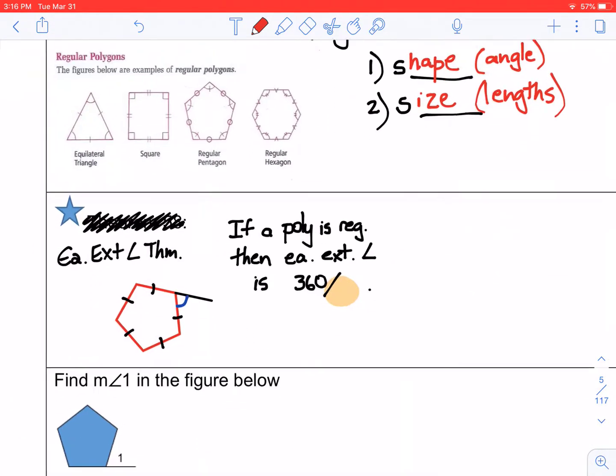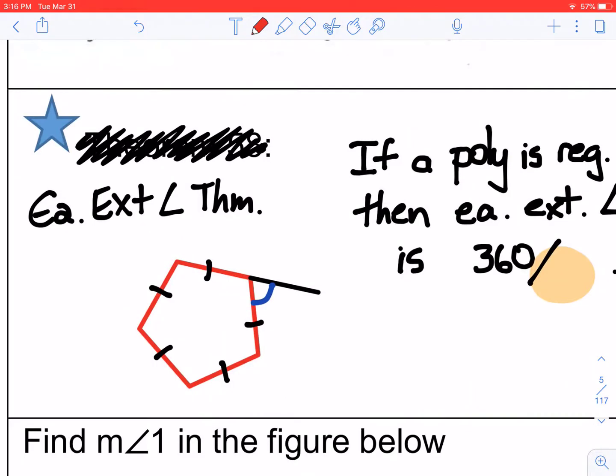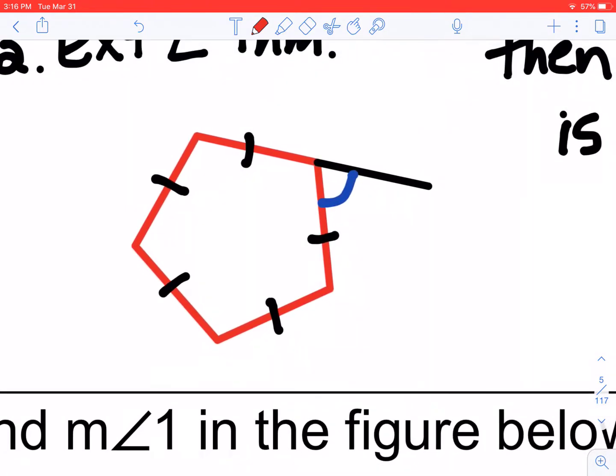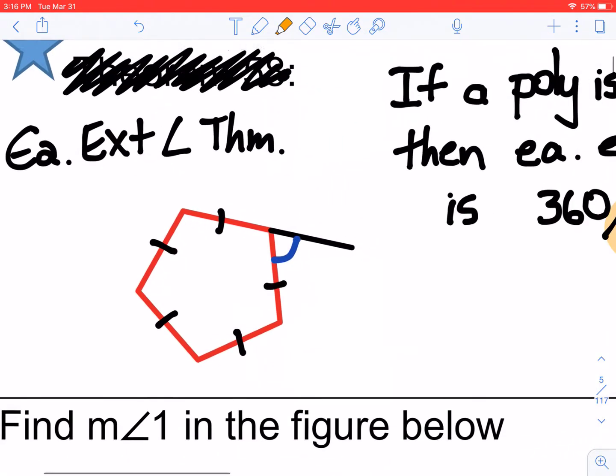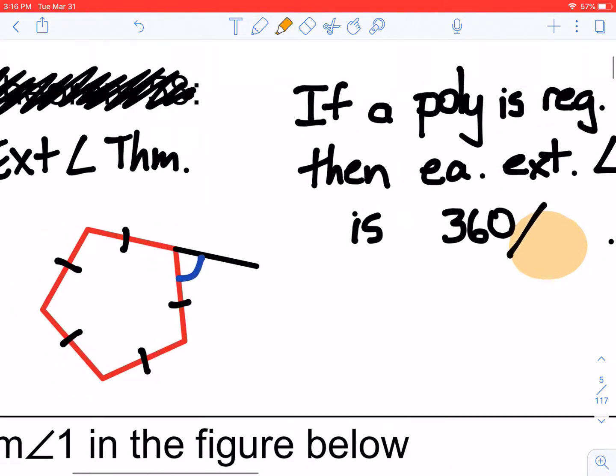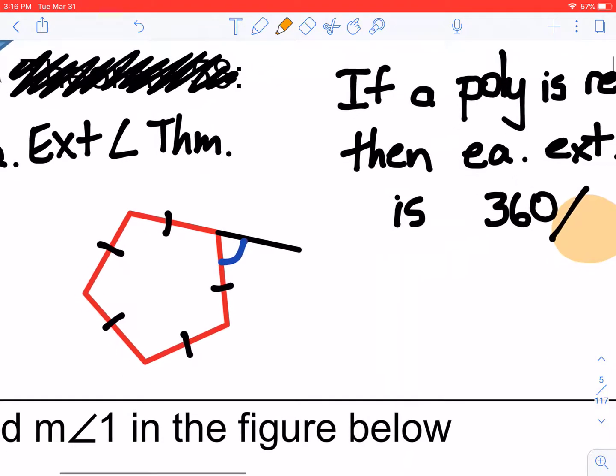The only important rule that we're covering today is the each exterior angle theorem. I abbreviated each with EA. Hope that's okay. And here we have a polygon with 4 equal sides, and I've marked the exterior angle out here. And the rule says that if a polygon is regular, then each exterior angle is 360 divided by something.